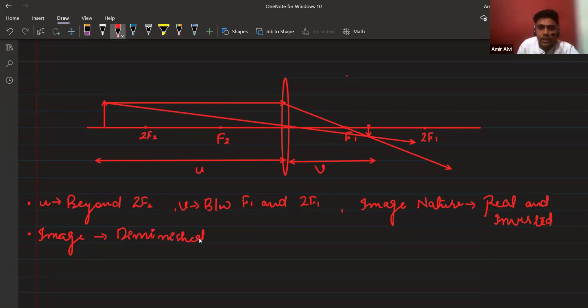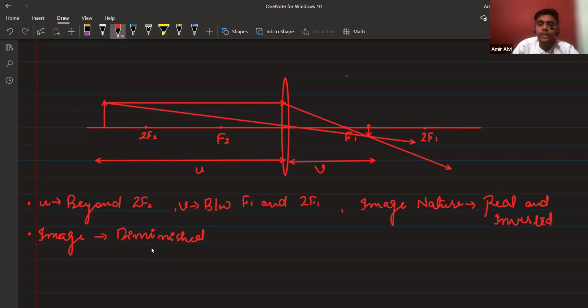That kind of interaction I want from all of you. Diminished. Clear? Any doubt in this? No, sir. Okay, so we are done with the two image formations of the lenses.